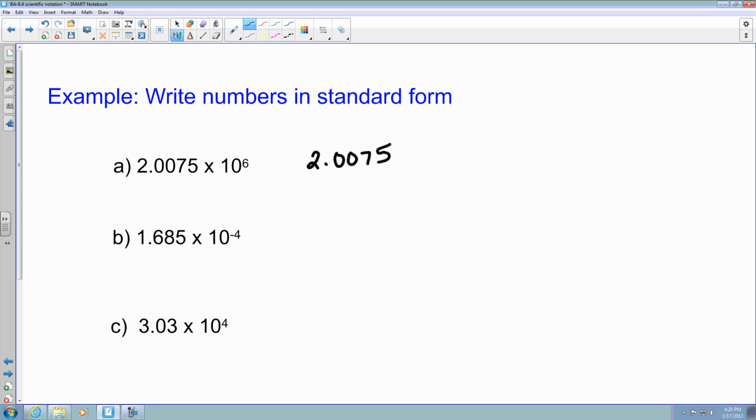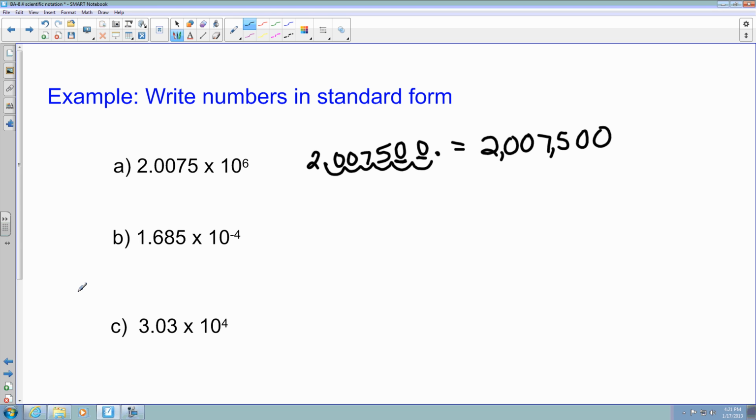So that means I'm going to move my decimal point to the right-hand side of my digits, and I'm going to move it 6 times. So I'm going to go 1, 2, 3, 4, 5, 6. And you see these areas here where there are no values, we're going to place zeros in there. And that's where the decimal point would lay. So this ends up equaling 2,007,500. That's how it's written in standard form.